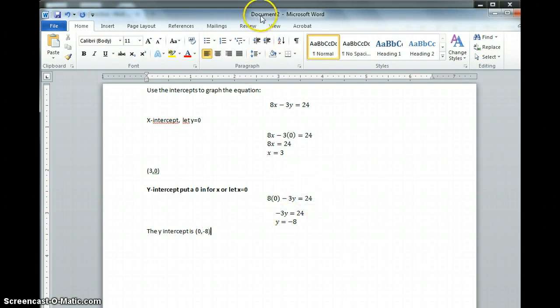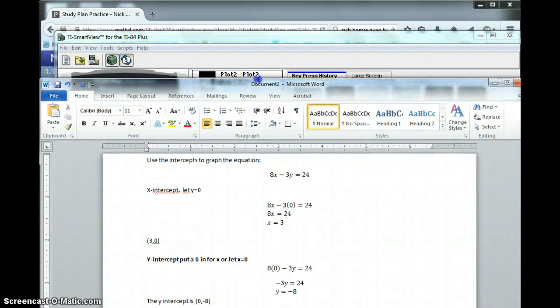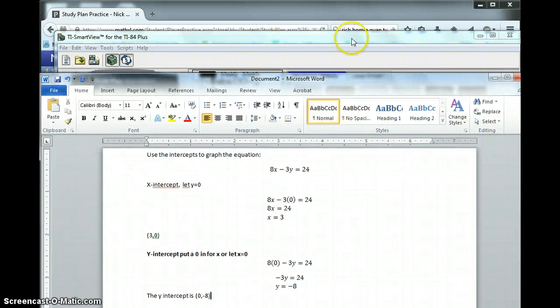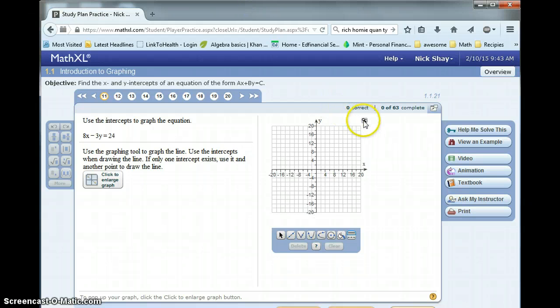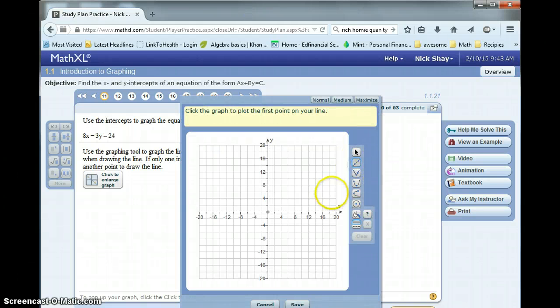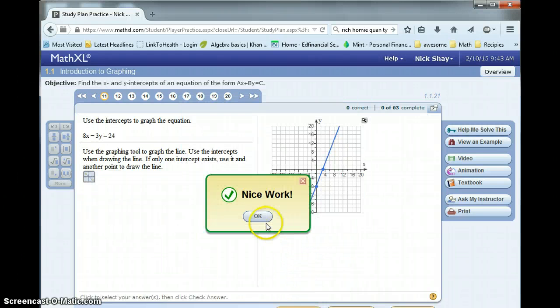Now, when the problem asks you to use the x and y intercepts, you need to plot these 2 points. Our 2 points are (3, 0) and (0, negative 8). I'm going to click on my magnifying glass, then my line tool. My x-intercept was (3, 0), which is right here, and my y-intercept was (0, negative 8). I plot those 2 points, click Save, and check my answer.